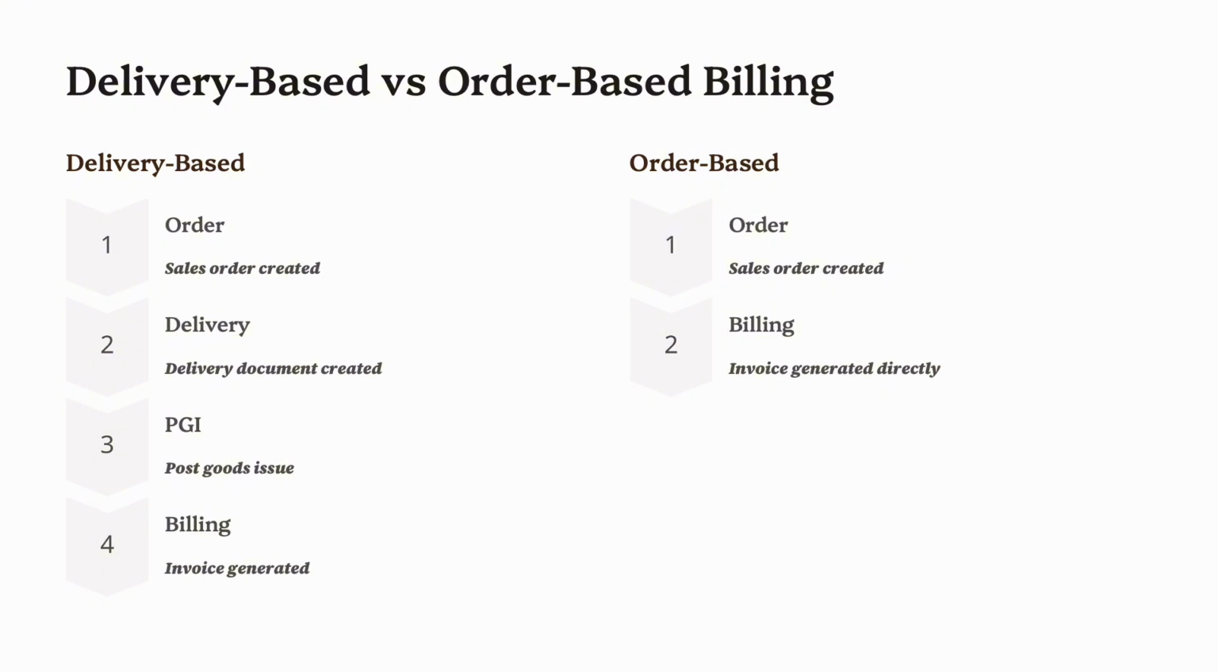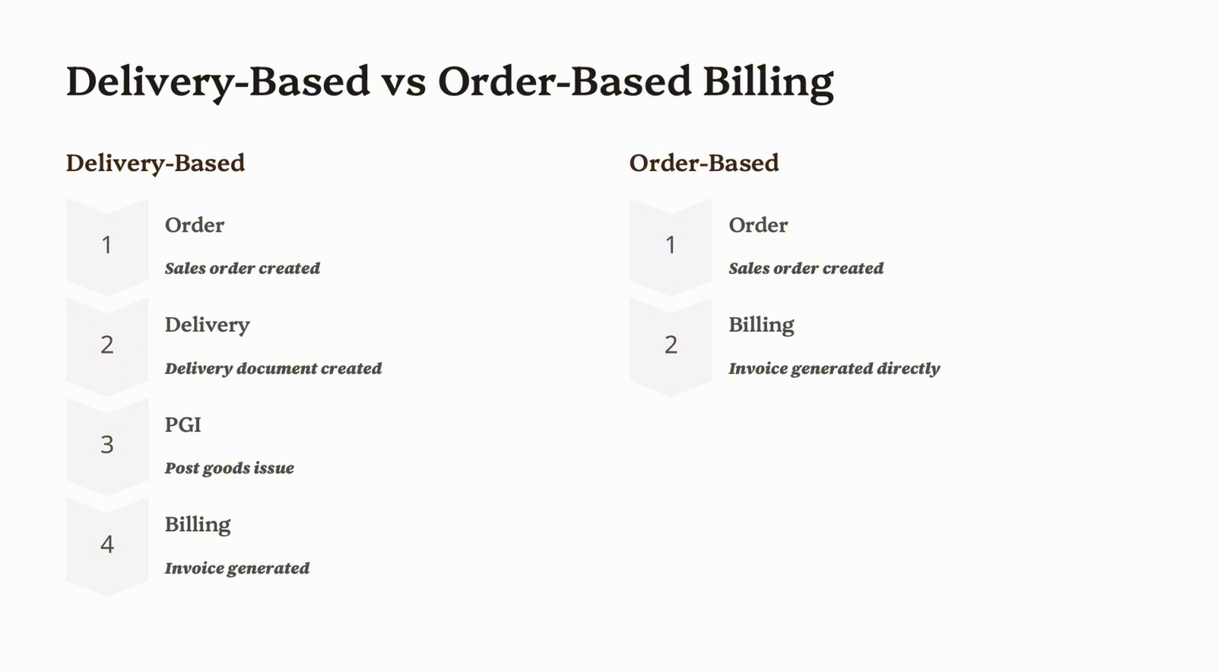Let's break them down one by one. 1. Partial billing, partial deliveries. This scenario happens when the customer order cannot be fully delivered at once. Example: customer orders 100 units, but only 40 units are available. Delivery 1, 40 units. Delivery 2, 60 units.